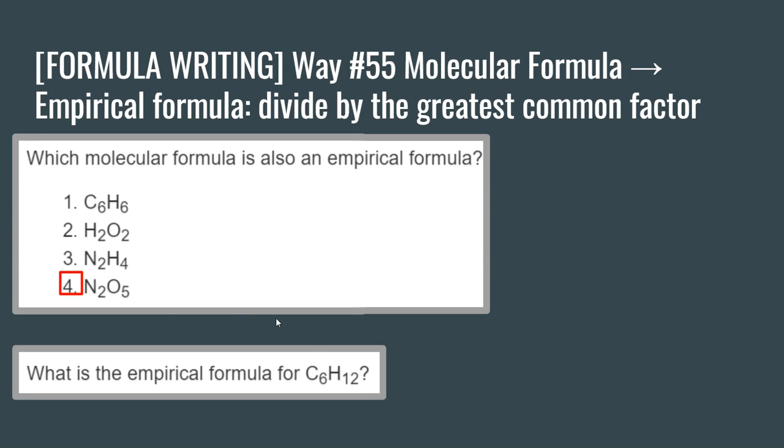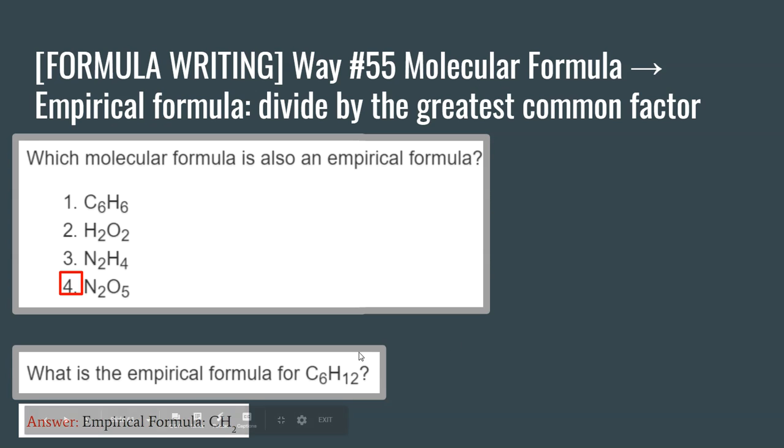What is the empirical formula for C6H12? We can take the molecular formula and reduce it by 6. Dividing 6 by 6 will take you to 1, and dividing 12 by 6 will take you to 2. So the empirical formula is simply CH2.